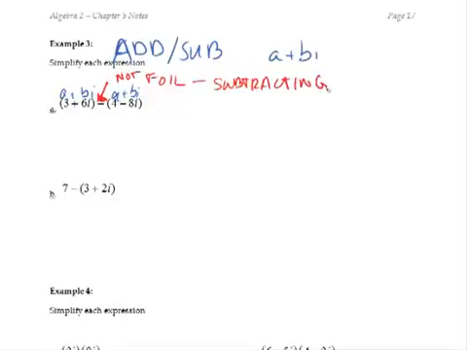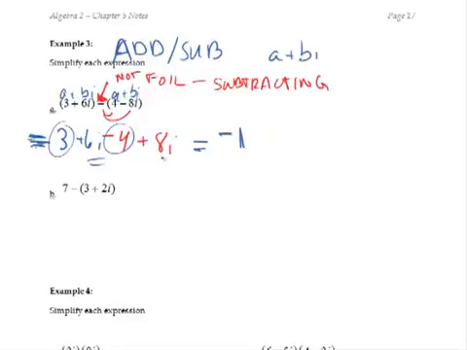Subtracting these numbers. So we need to distribute that negative. When we distribute that negative, we end up getting negative 4 plus 8i. And then the 3 plus 6i stays the same. And then we combine our like terms. So to combine like terms, I'm going to put the 3 and the negative 4 together, so I get negative 1. And then I'm going to put the 6i and the 8i together, so I get plus 14i. That is my answer in a plus bi format.